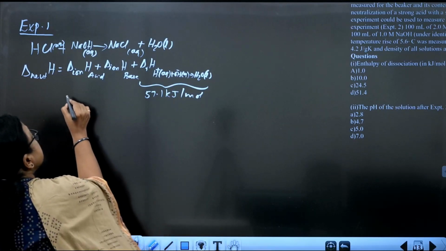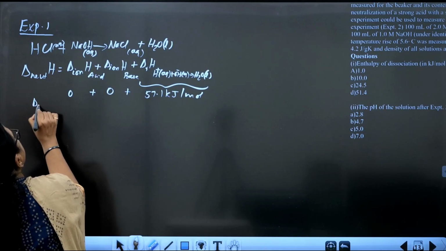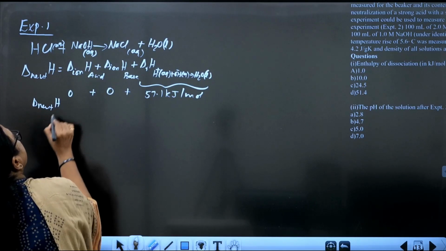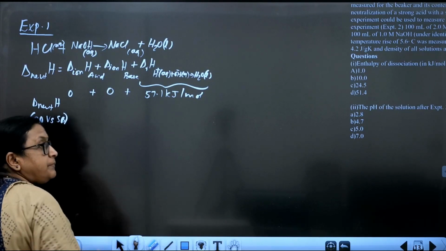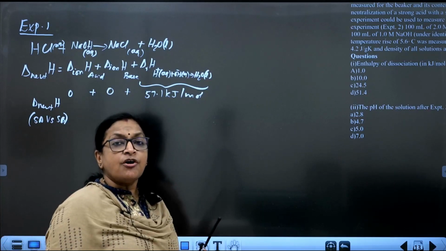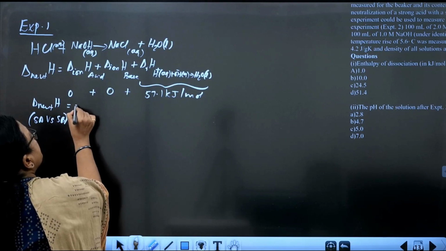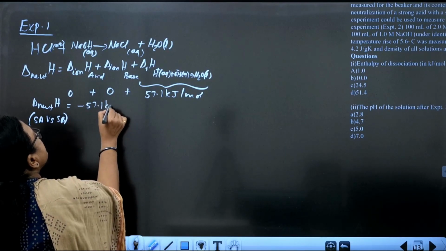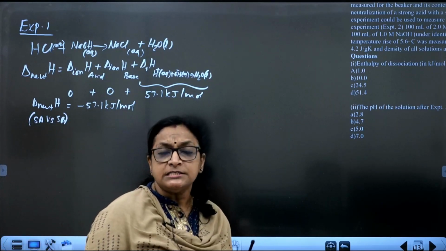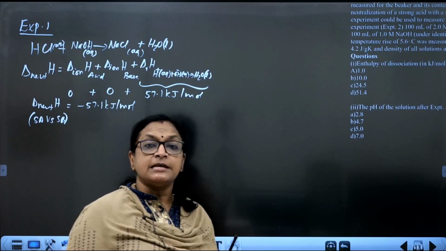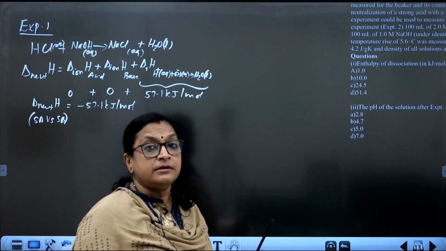So these are negligibly small, otherwise you can take them as 0, so that the enthalpy of neutralization involving strong acid versus strong base is always a constant, which is minus 57.1 kilojoule per mole. For every 1 mole water formed in a neutralization reaction between strong acid and strong base, 57.1 kilojoule heat would be released.